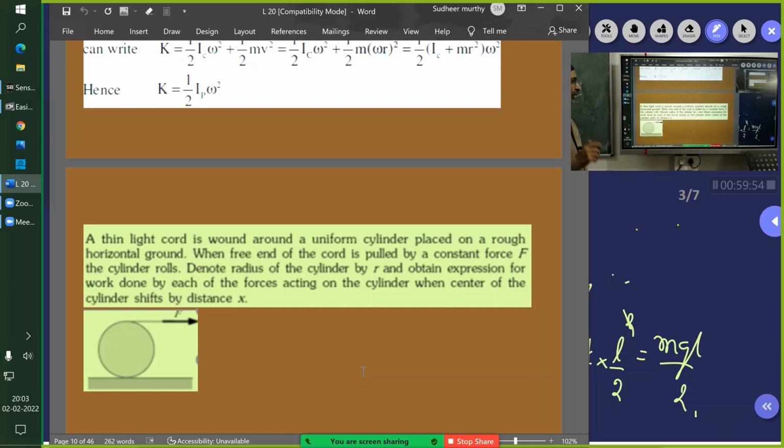A light thin cord is wound around a uniform cylinder placed on a rough horizontal surface. When the free end of the cord is pulled by a constant force F, the cylinder rolls, which means it rolls without slipping. Denote the radius of the cylinder R and obtain an expression for the work done by each of the forces on the cylinder when the center of the cylinder shifts by a distance x. Captured the problem? Now draw the free body diagram first.